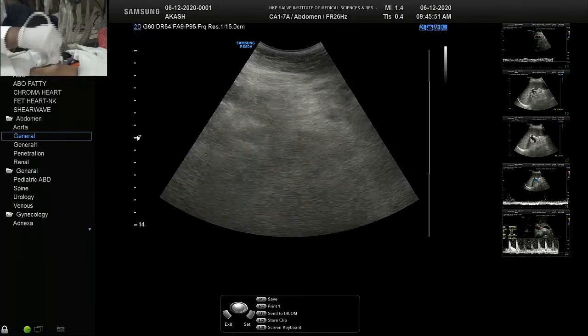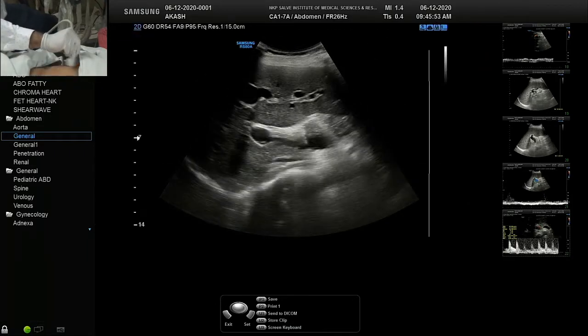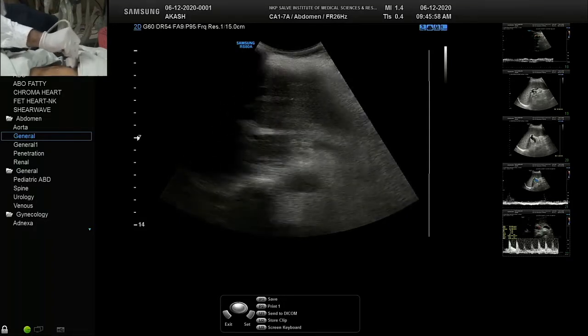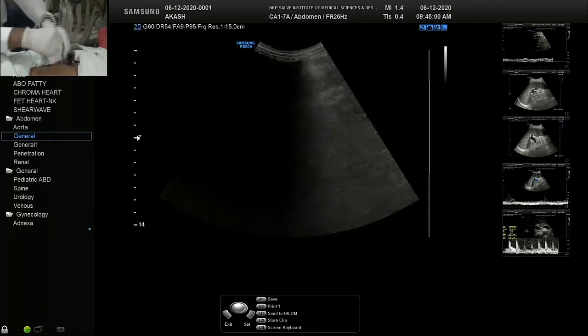So we go back, and what is remaining is the right hepatic vein. Other things we have covered.